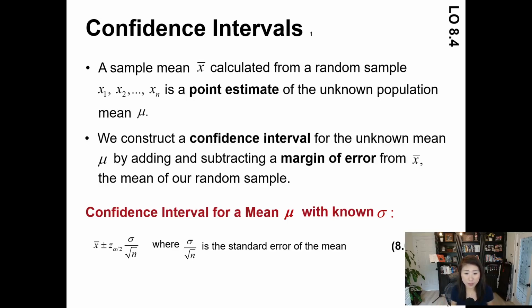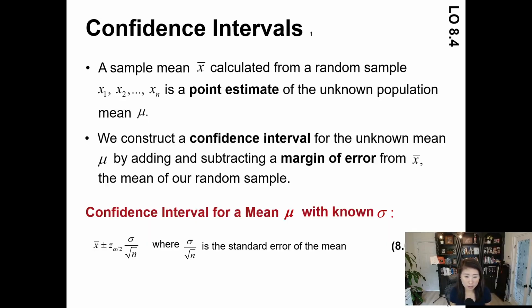Another way to estimate your population parameters is using the confidence interval. It's called a confidence interval estimate. We construct a confidence interval for the unknown mean by adding and subtracting a margin of error from x bar. So that's another way to estimate your population parameter.